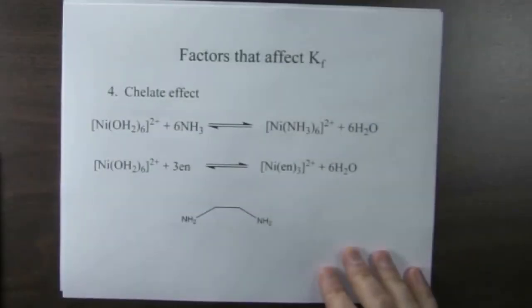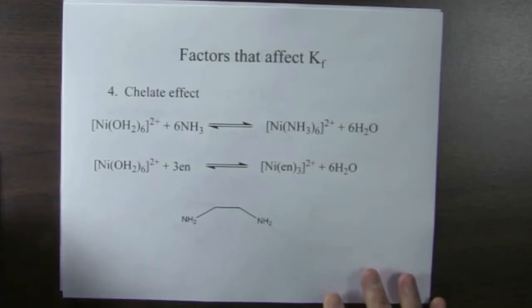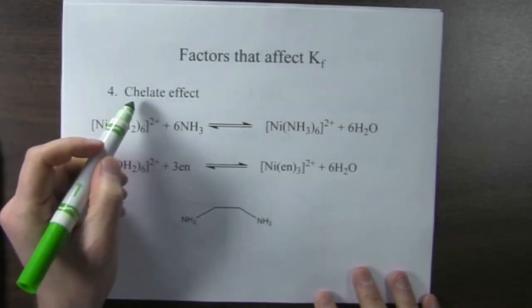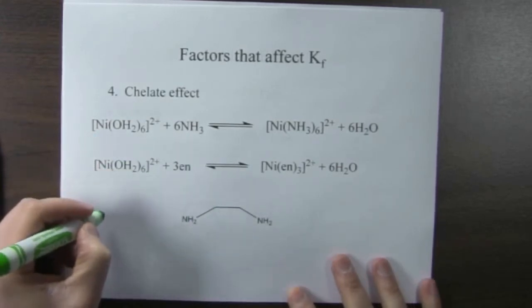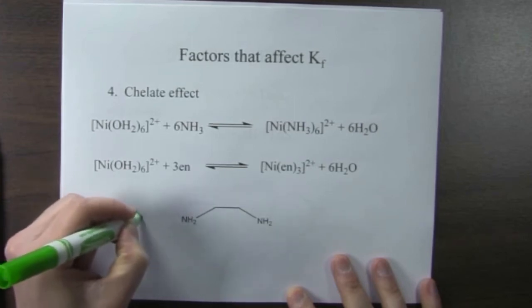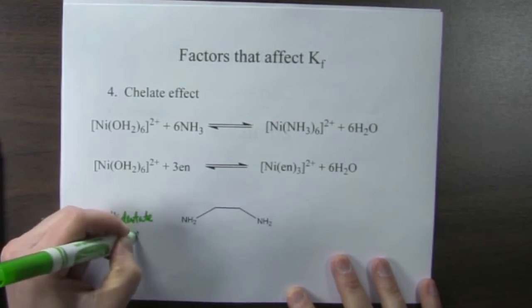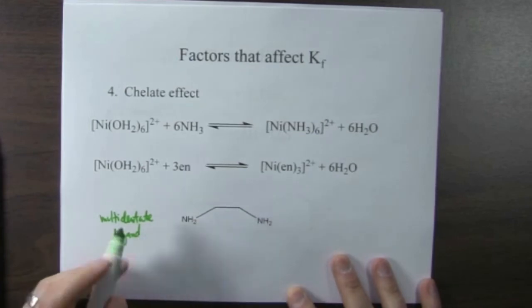And finally, we can look at entropy affecting the thermodynamics. In particular, a particular type of interaction here is called the chelate effect. And a chelate is a bi- or multidentate ligand. And we've talked about the teeth of the ligand, the points at which the ligand can bind to the metal.